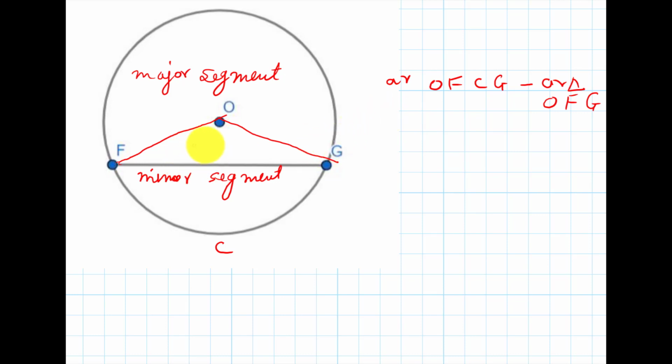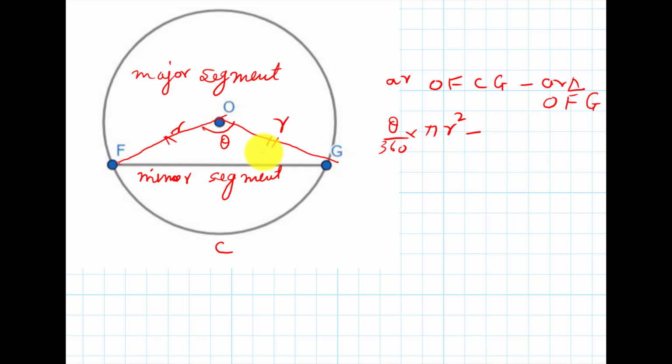So the area of the sector we know: if this angle is theta and R is the radius, then theta over 360 pi r square, minus the area of the isosceles triangle. This triangle is isosceles because both of these sides are equal to the radii of the same circle.